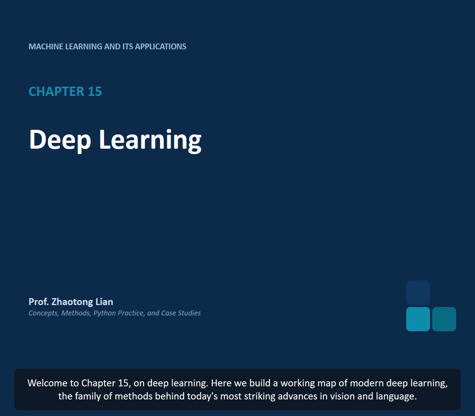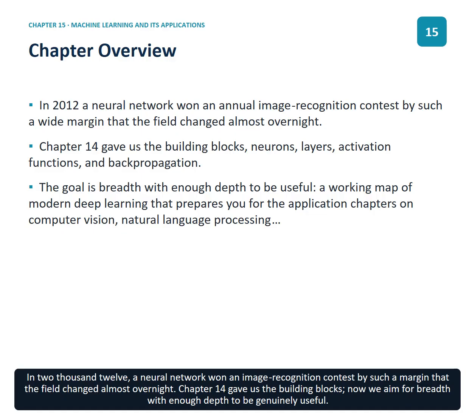Welcome to Chapter 15 on Deep Learning. Here we build a working map of modern deep learning, the family of methods behind today's most striking advances in vision and language. In 2012, a neural network won an image recognition contest by such a margin that the field changed almost overnight. Chapter 14 gave us the building blocks. Now we aim for breadth with enough depth to be genuinely useful.